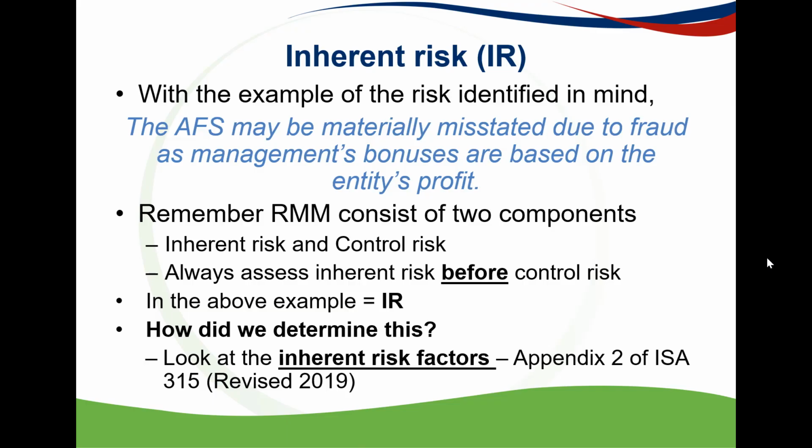So let's take our example of the risk identified one step further. Remember that I said that the risk of material misstatement consists of two components, namely your inherent risk and your control risk. You always have to assess your inherent risk first before your control risk, according to the new ISA. So the risk identified in the example relates to inherent risk. And we determined this by looking at the 5 different inherent risk factors.